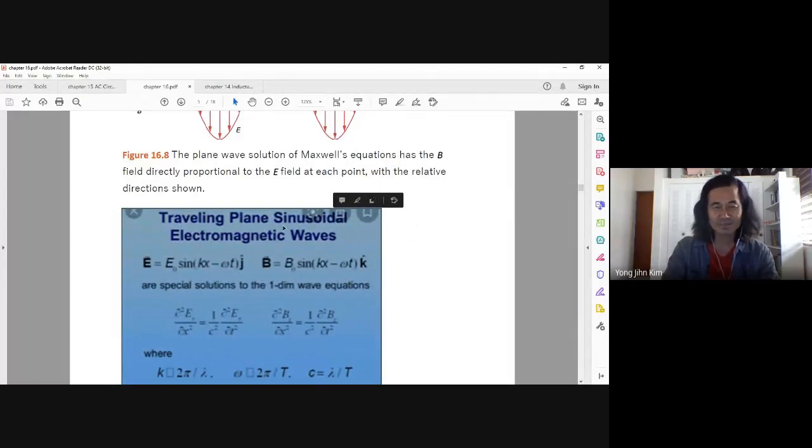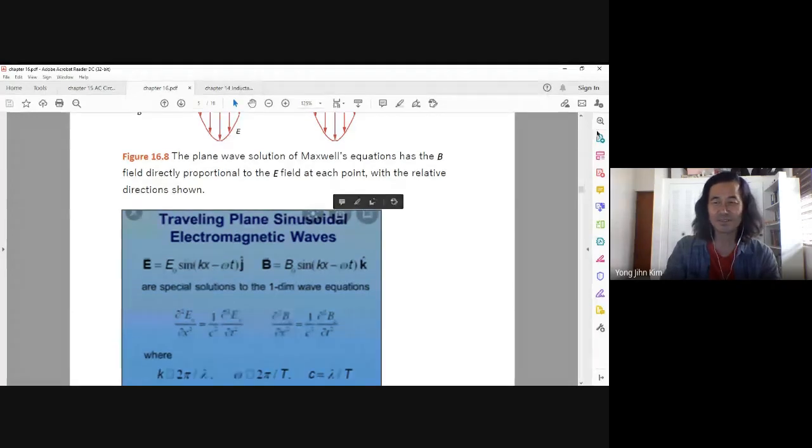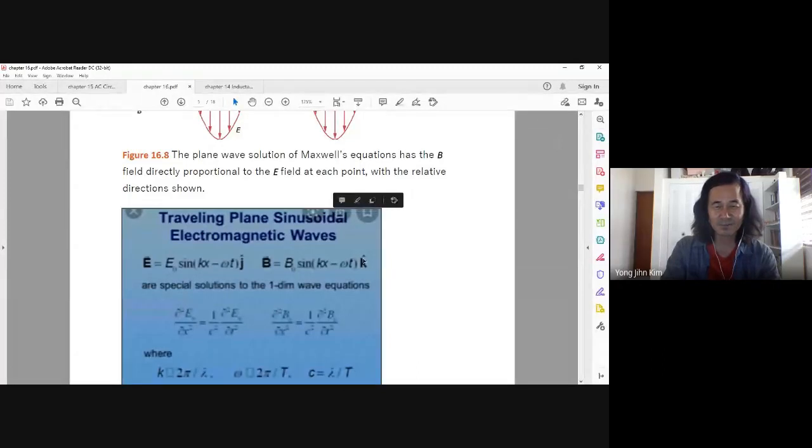For an electromagnetic wave moving in the x direction, we have the electric field given by this form: amplitude times sine(kx minus omega t). The magnetic field has the same form: amplitude times sine(kx minus omega t). But the electric field is oscillating in the y direction, and the magnetic field is oscillating in the z direction.